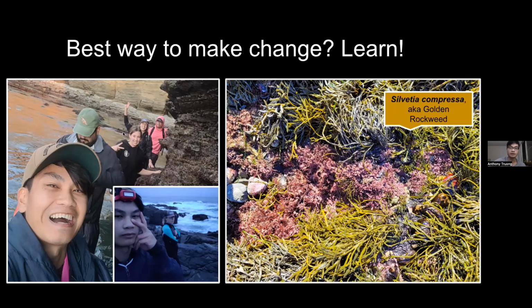This picture here is us at a 3 p.m. low tide, which is all groovy. And this picture is of me at a 3 a.m. low tide. So a bit of sacrifices were made in terms of sleep. But overall, what I was interested in was this macroalgae right here, Silvetia compressa, also known as the golden rockweed. It's found in our intertidal communities here at Cabrillo. And what I wanted to learn was, what impact would climate change have on this species?